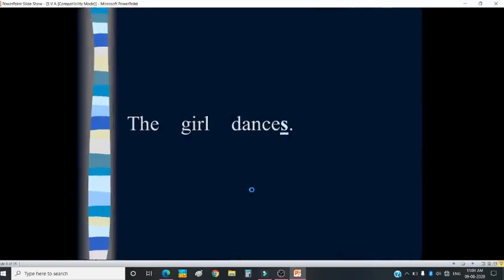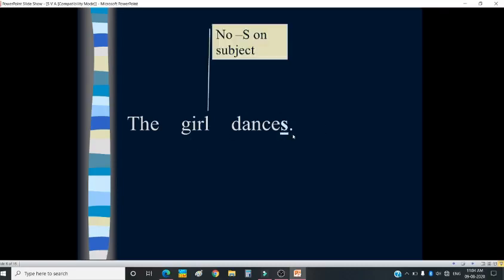For example, here, the girl: there is no s, so we have to add an s here. This is only a tip. You just take it that way. The girl has no s, so the s goes on the verb: the girl dances. It is an easy tip to understand.